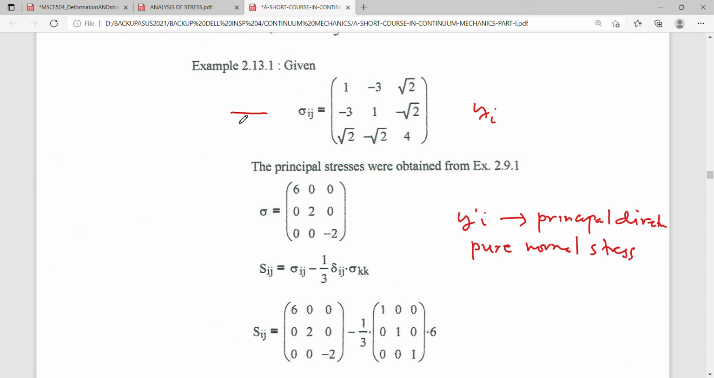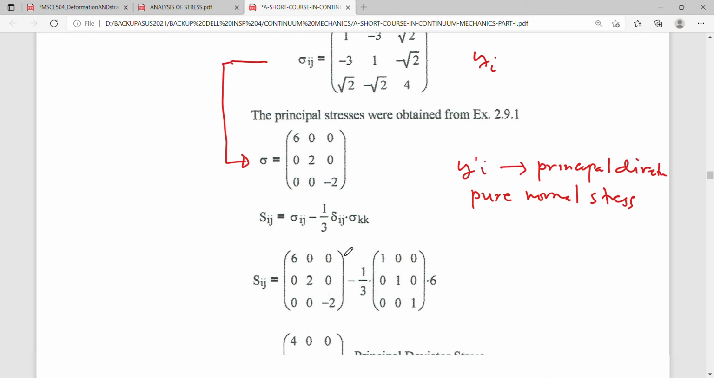Again, it is not necessary to convert the tensor to a principal stress tensor. You can get the deviatoric and the volumetric part of this original tensor if you want. But of course, it will be simpler to interpret in terms of the principal directions.